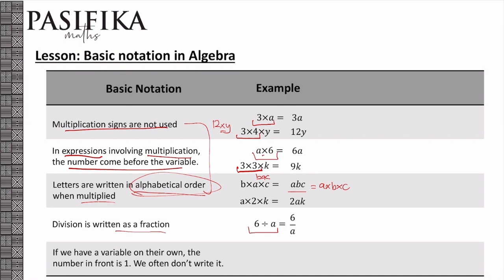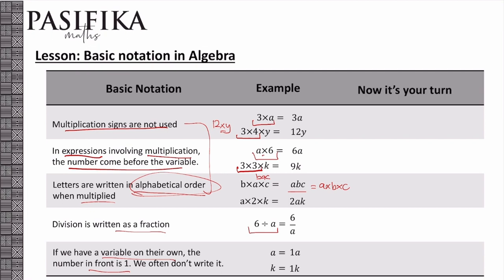And the last one, if we have a variable on their own, the number in front is 1. We don't often write it because we're really efficient. So when you see a on its own, no, it's 1a. If you see k on its own, no, it's 1k. We don't write the 1 because we're efficient.